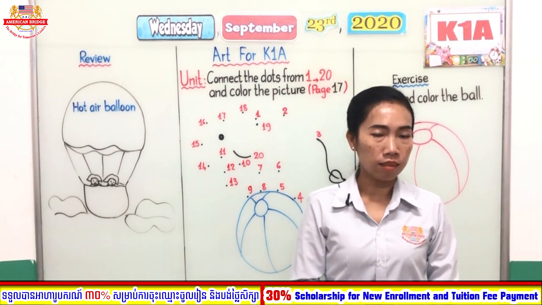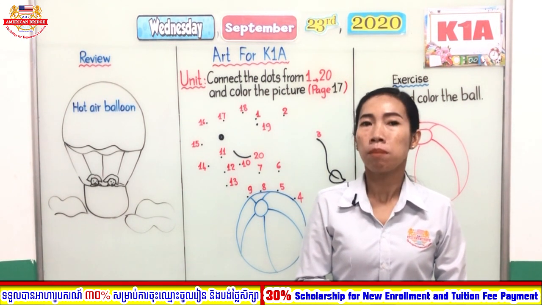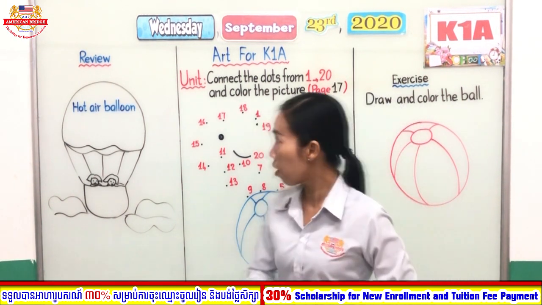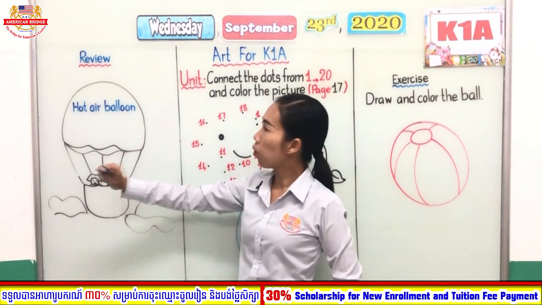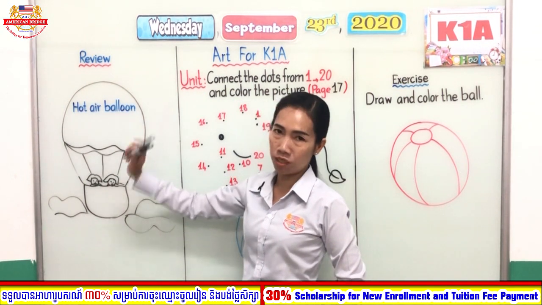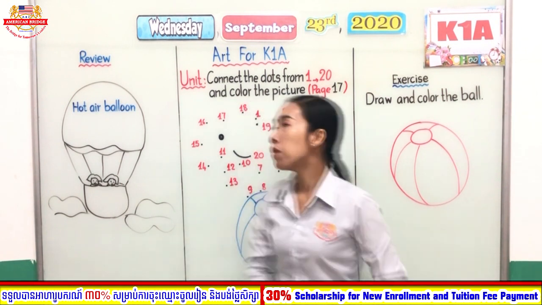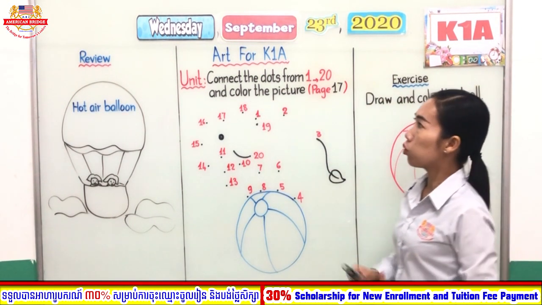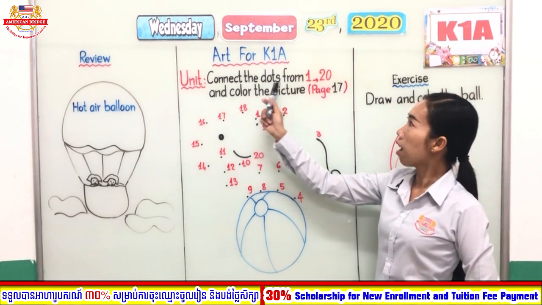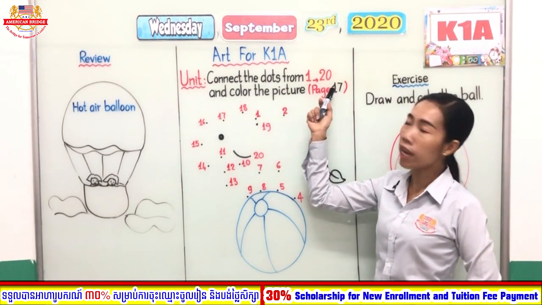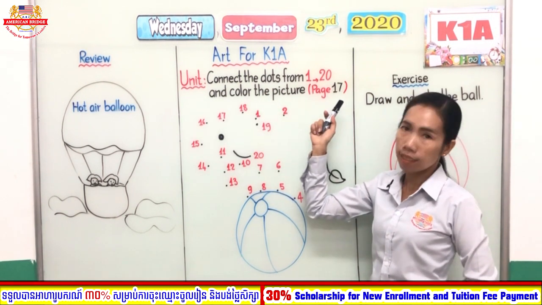You connected the dots. What picture did you get? Yeah, a hot air balloon. Okay, now look at the whiteboard. Please read with the teacher. Review: hot air balloon, hot air balloon. So today we will continue our unit. Connect the dots from 1 until 20 and color the picture on page 17.